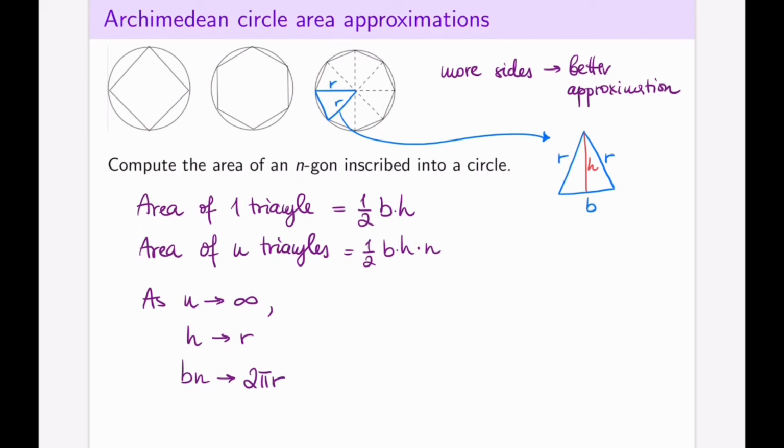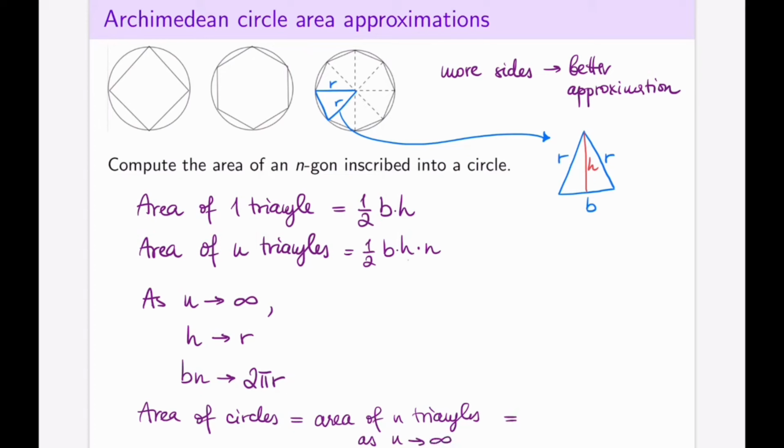So now what I'm going to do is substitute both of these into the calculations for the area of my n triangles and recognize that the entire area of the circle in fact approaches or equals the area of n triangles as n tends to infinity. Now, what is that going to be?